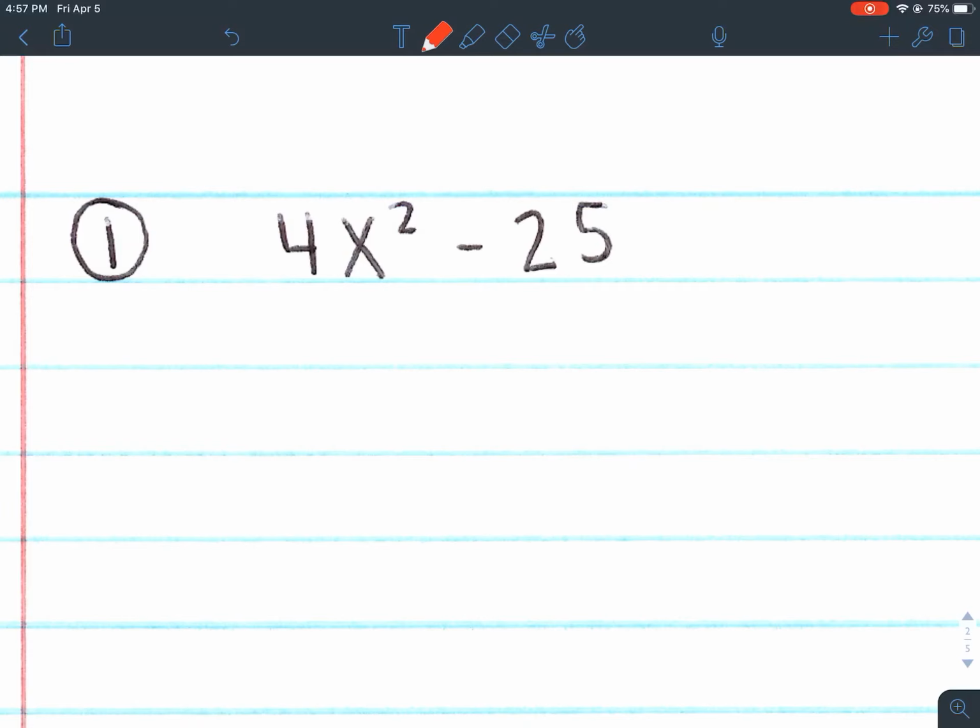Is there a minus sign in the middle? Yes. Is everything a perfect square? 4 is a perfect square, x squared is a perfect square, and 25 is a perfect square. So we're good, and we can use a difference of squares technique.